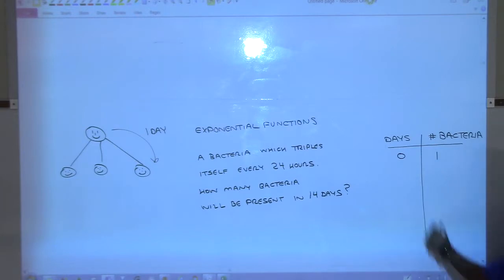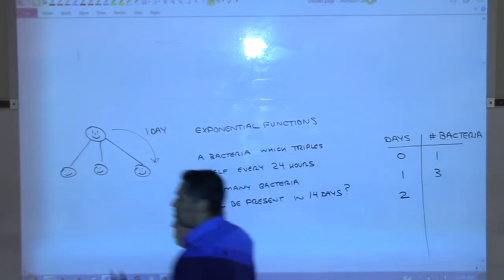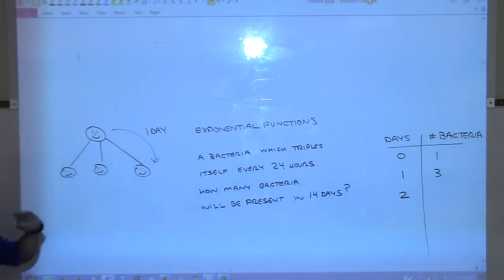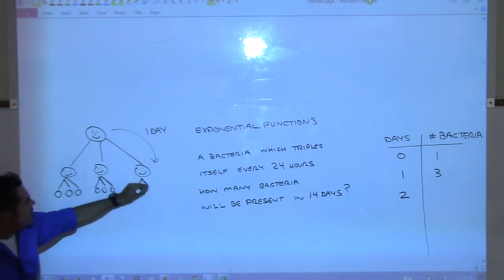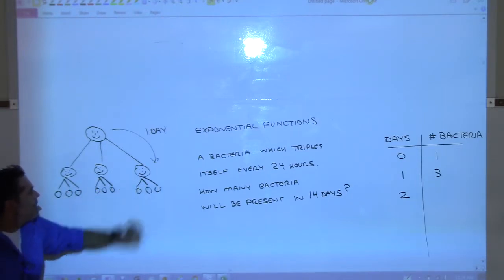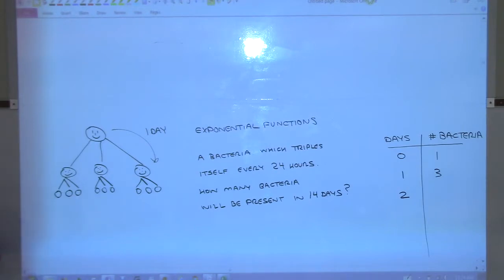What's going to happen? So after 1 day, we have 3. How about after 2 days? How many will we have? We'll have 9. Because what's happening is each bacteria is now going to triple itself. So this bacteria goes into 3. This one goes into 3. This one goes into 3. And now you've got a total of 9, right?